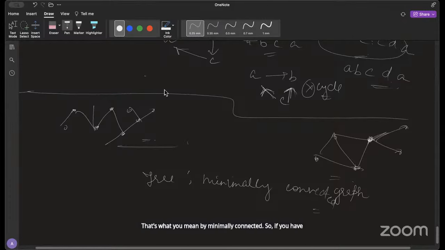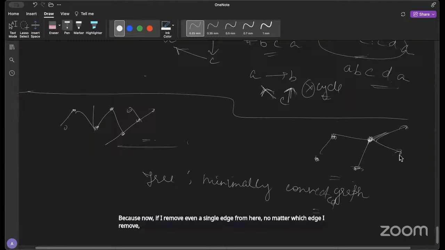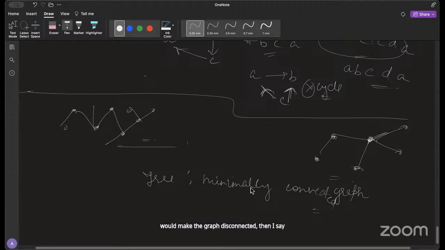So if you have this graph, is this a tree? Because if I remove this edge, it's still connected, right? Now this is a tree. Why? Because if I remove even a single edge from here, no matter which edge I remove, it becomes disconnected. If I can find one edge which when removed would make the graph disconnected, then I say it's a tree. If I remove this edge, it becomes two components.